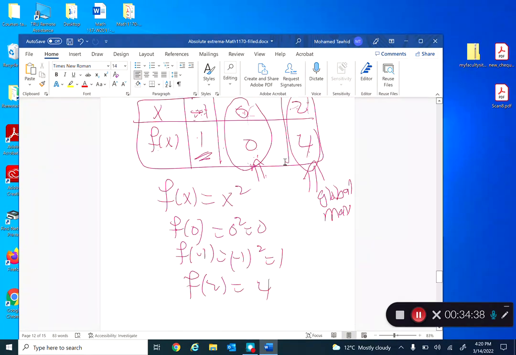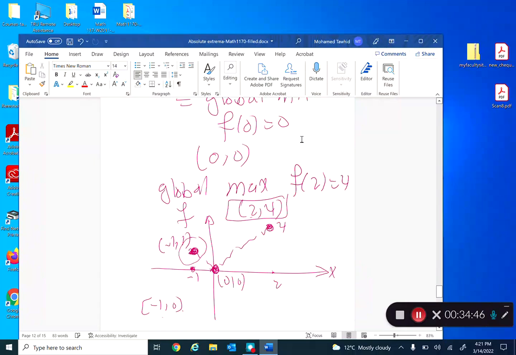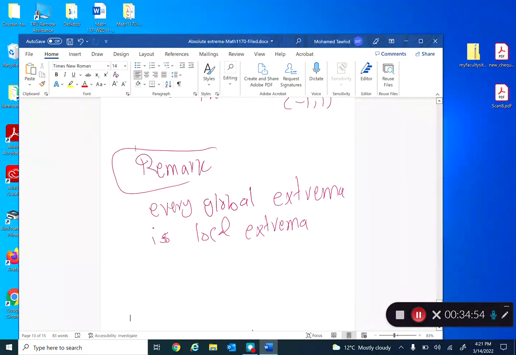The other one, you have to locate each pair, that is x negative 1 and 1, we call it a pair, 0 0, 2 and 4. Just locate them like this and then connect them, then you figure out which one is local and which one is global. Okay, so let me give you another example here, guys.